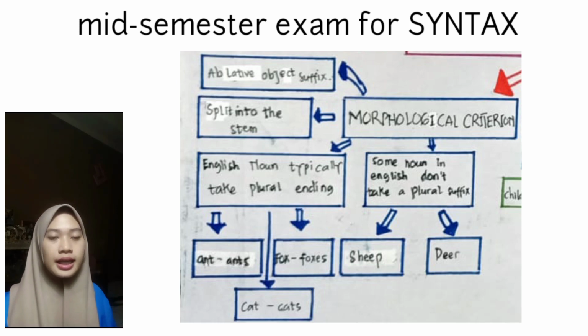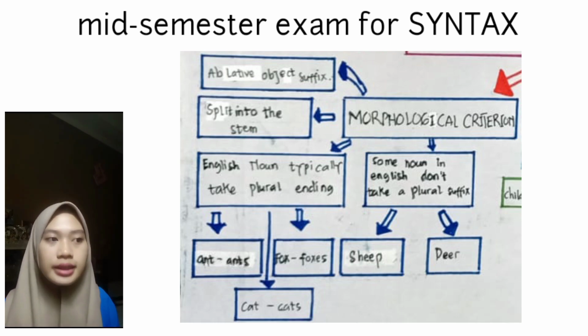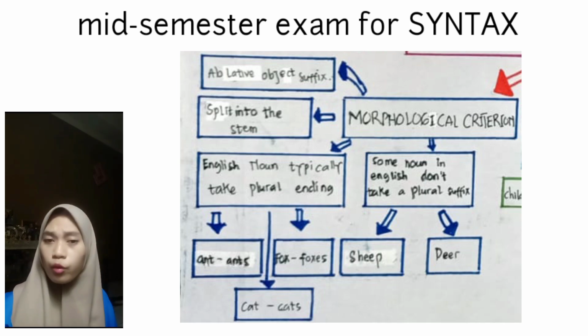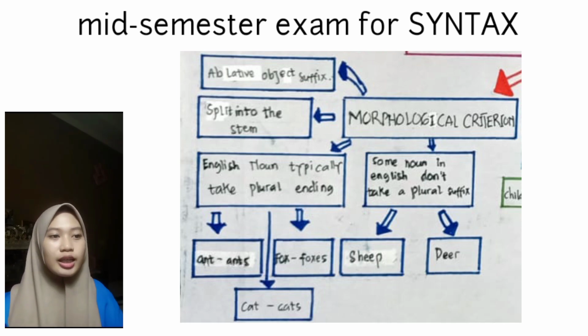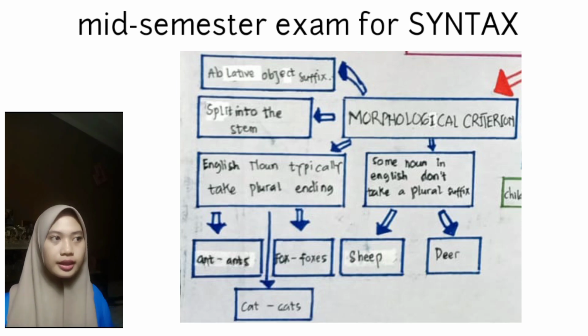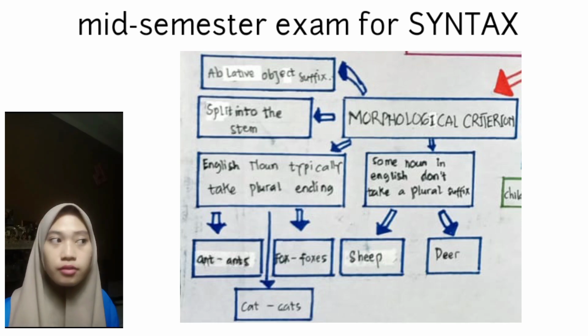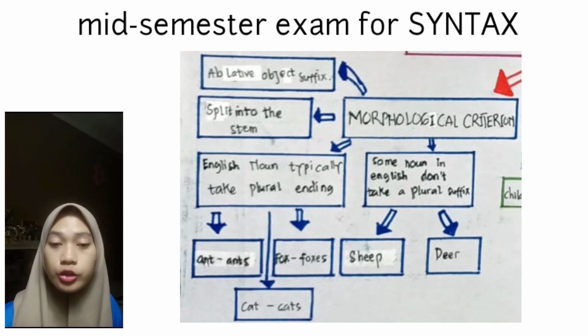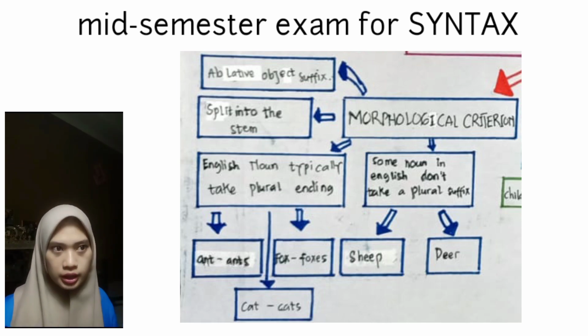So next, ablative object suffix. Ablative object suffix is often used in certain languages to indicate where or from whom an action originates. The example, the ablative object suffix in Latin, where there is a suffix from the ablative case which indicates the origin or source of action.